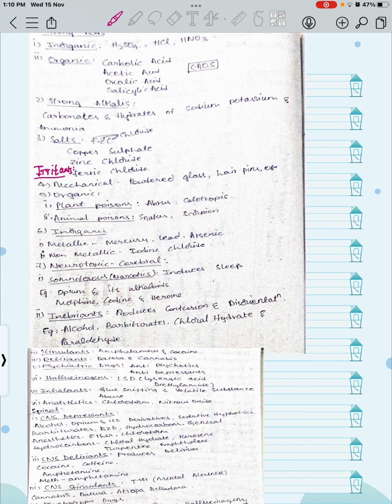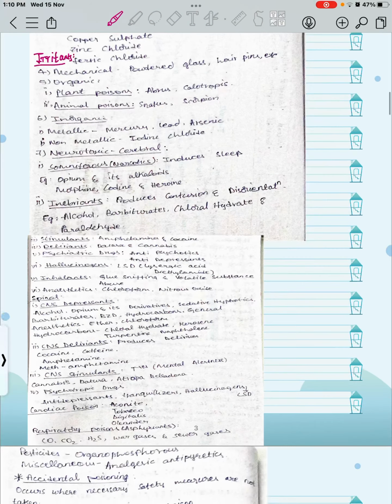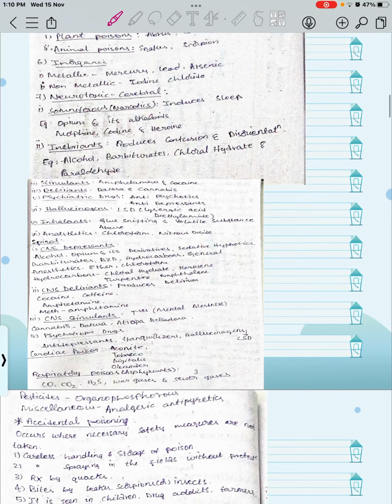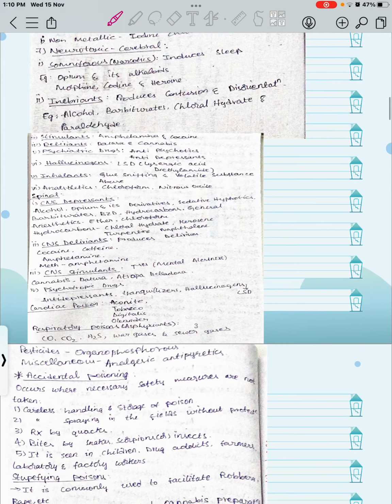Neurotoxic cerebral poisons include somniferous narcotics, those that induce sleep. Examples: opium, morphine, codeine, and heroin. And inebriants, those which produce confusion and disorientation. Examples: alcohol, barbiturates, chloral hydrate, and paraldehyde.